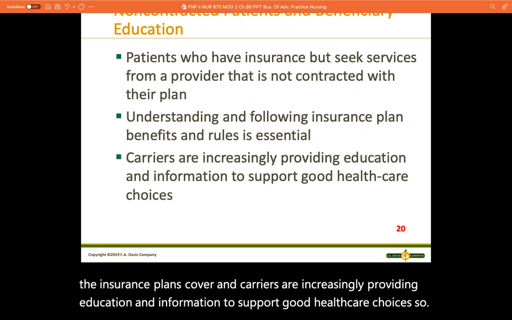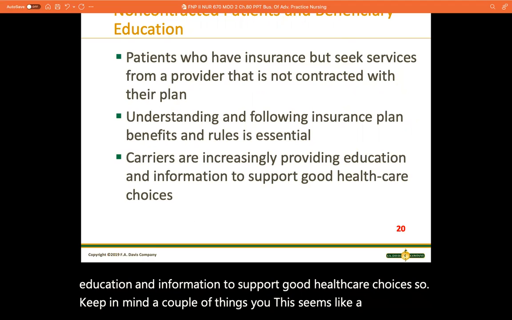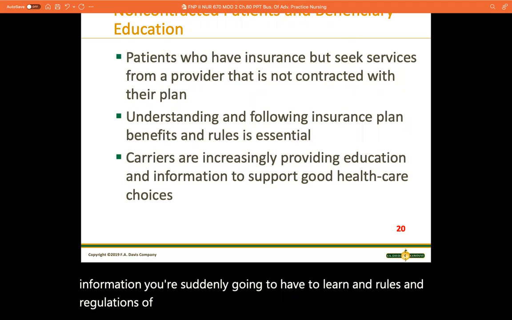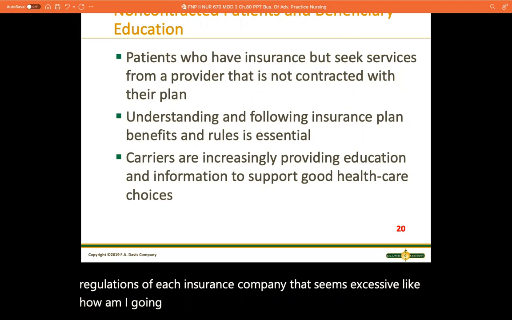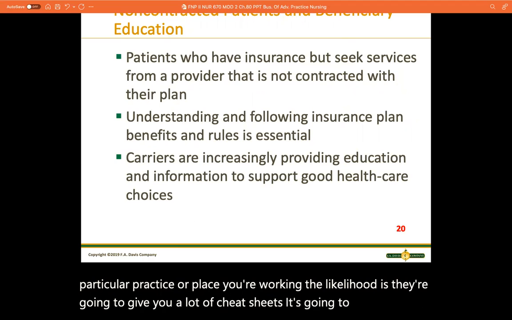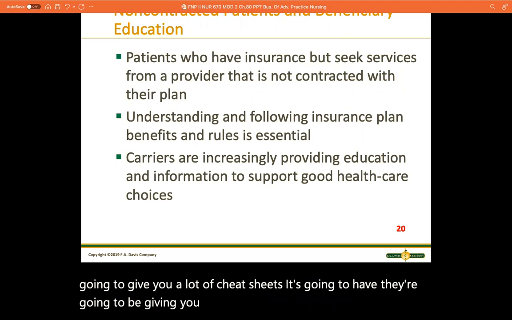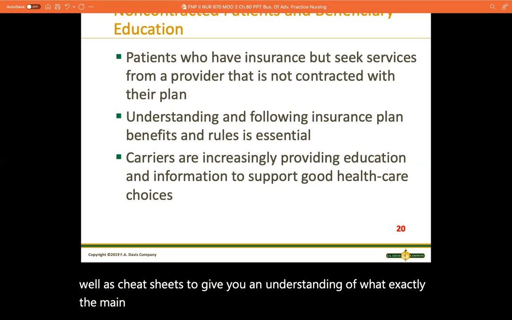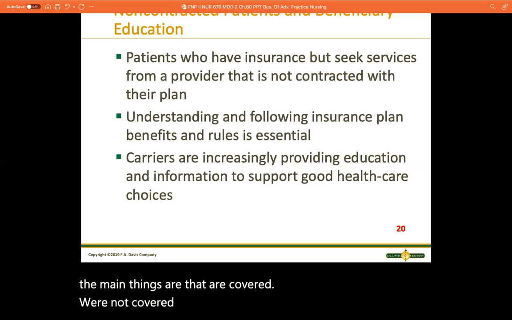So keep in mind a couple of things. This seems like a lot of information you're suddenly going to have to learn, the rules and regulations of each insurance company. That seems excessive. Like, how am I going to remember all this? Okay, keep in mind for each particular practice or place you're working, the likelihood is they're going to give you a lot of cheat sheets. They're going to be giving you tutorials, in-services, and guides, as well as cheat sheets, to give you an understanding of what exactly the main things are that are covered or not covered, and coding as well.